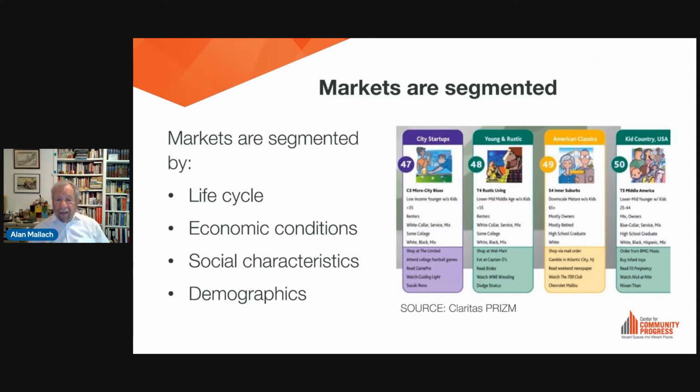So neighborhoods are segmented. And in fact, there's this organization called Claritas that comes up with these kind of cutesy categories of people to segment the real estate market by. You've got your Young and Rustics, you've got your Kid Country USA people, you've got your American Classics, and each of these is a group that's been identified as having a particular demographic, age, life cycle, and economic condition. So that's another factor that affects neighborhoods. Next slide.